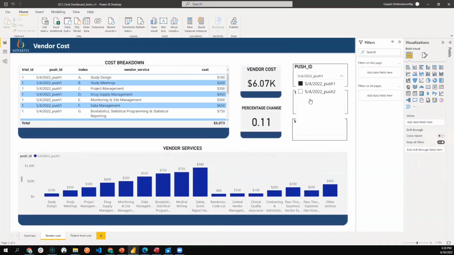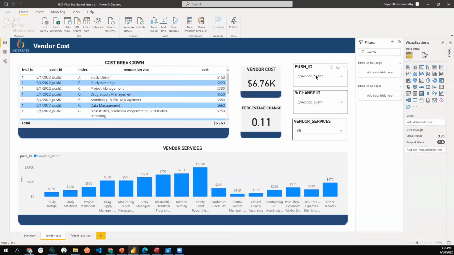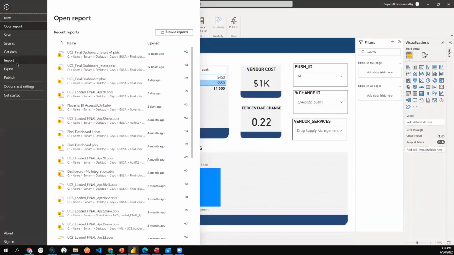So this is the data for push 1. The total cost is about 6.07K. And for push 2, it's about 6.76K. Now let's compare it with push 1. So we see that there's about a 11% change between the total cost, right?